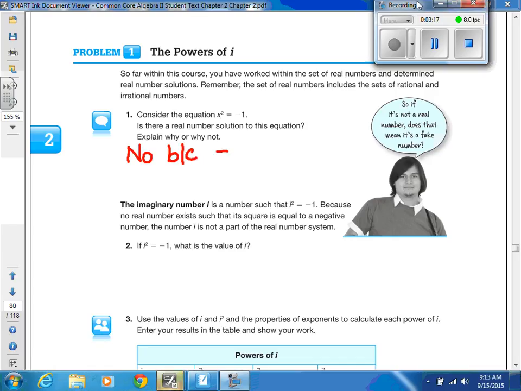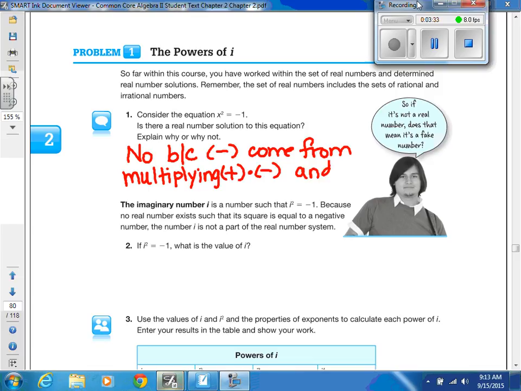Because negatives come from multiplying a positive times a negative, and squaring is a number times itself.